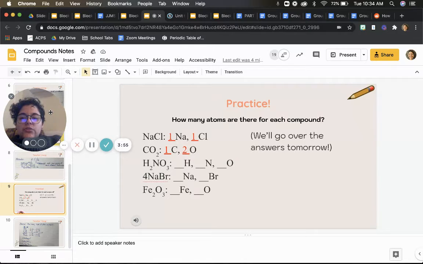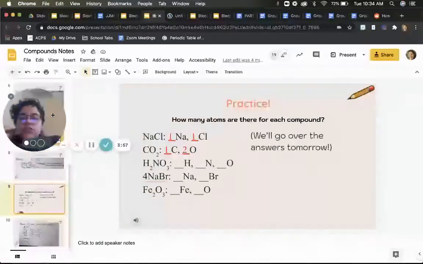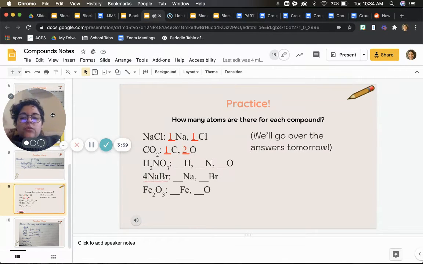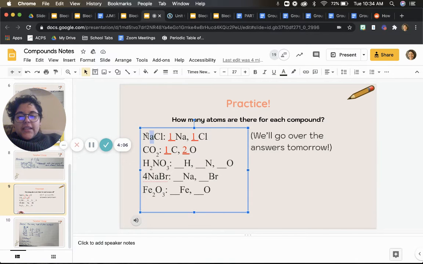So I want you to go ahead and practice with this just to see if we can get some practicing done on counting how many atoms there are. So for example, here we have NaCl. And what's important to know is that each symbol starts with a capital letter. So if it has a lowercase letter next to it, that's still part of this symbol. So capital Na is the symbol for sodium. Cl is the symbol for chlorine.